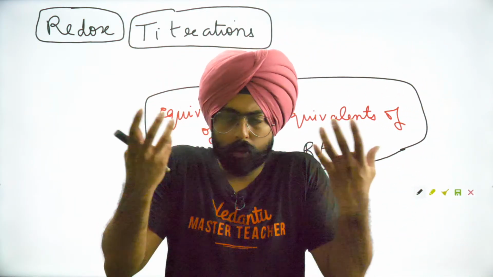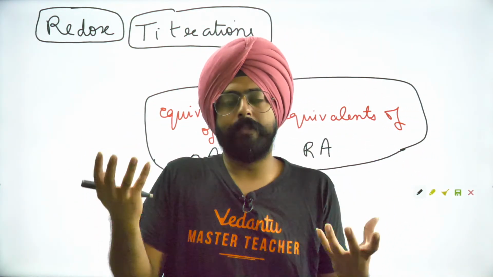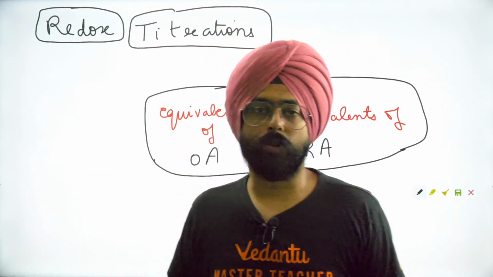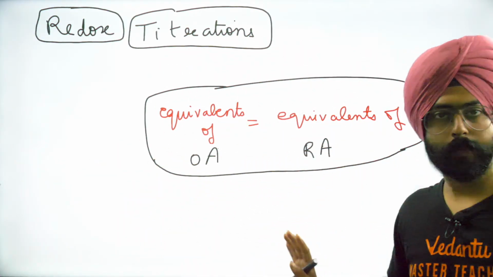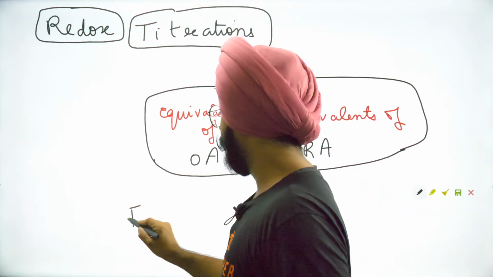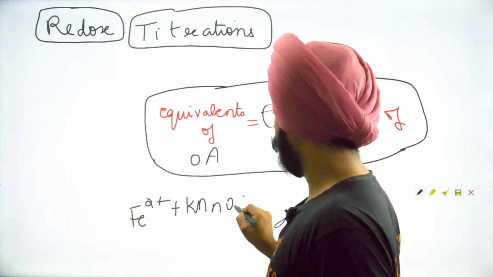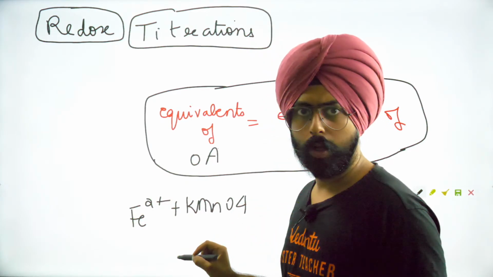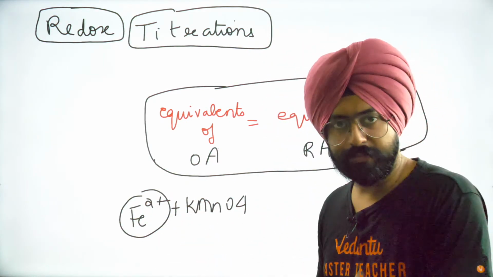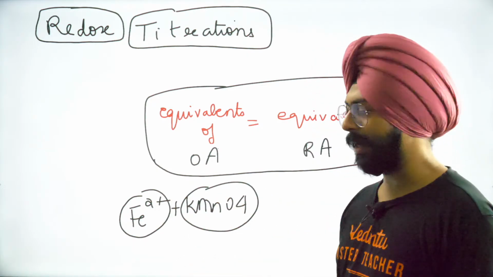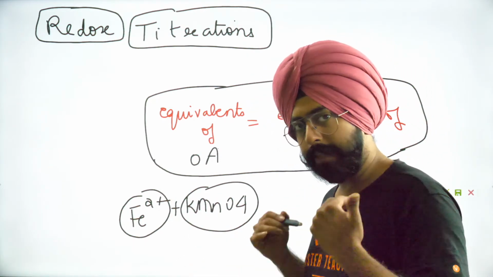Yeah, you've got two halves of the reaction. Both the halves should be equal in terms of their equivalence. For example, if I'm titrating Fe2+ with, let's say, KMnO4, we'll see this example today very soon. The equivalents of iron have to be the same as equivalents of KMnO4. Fine. This is the idea.